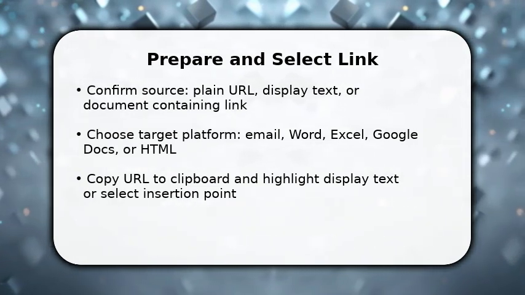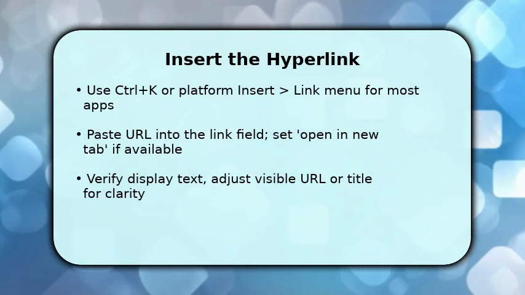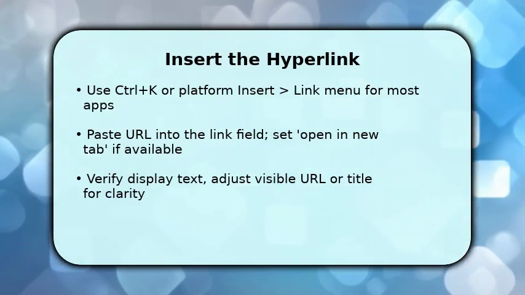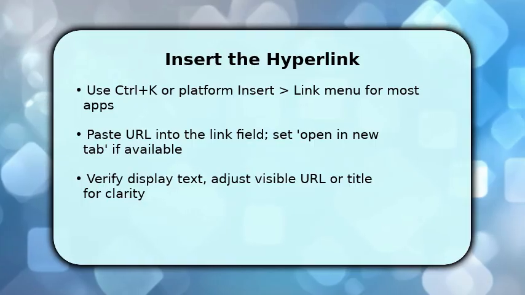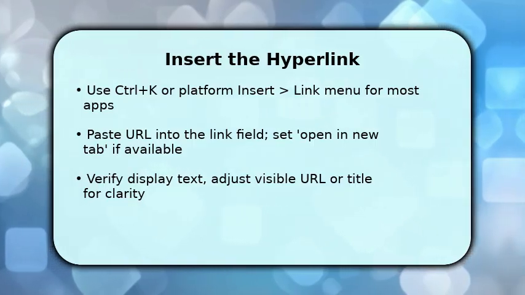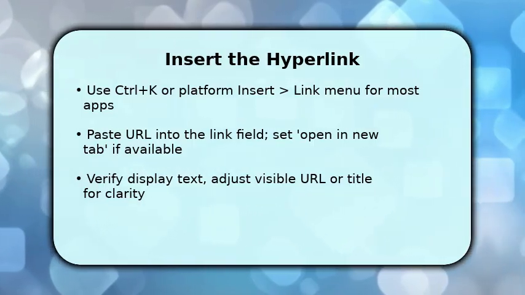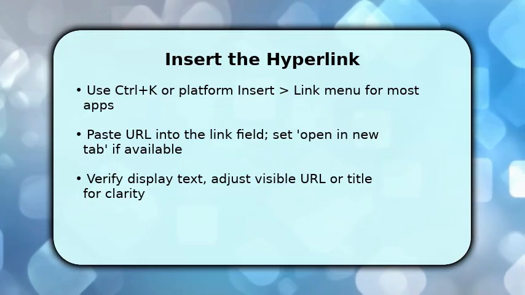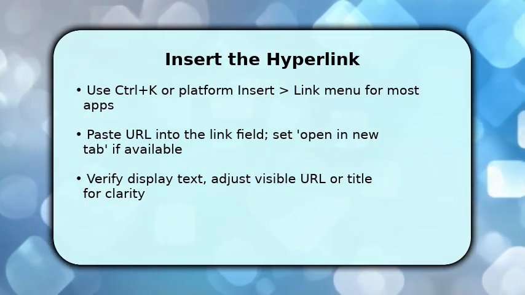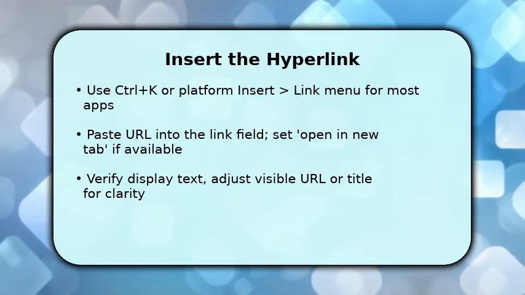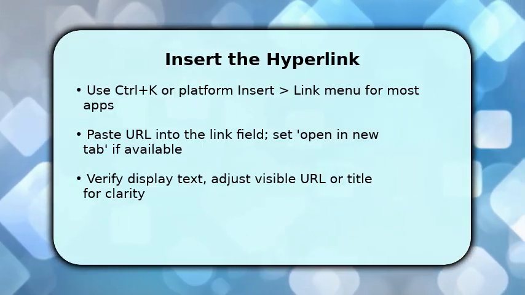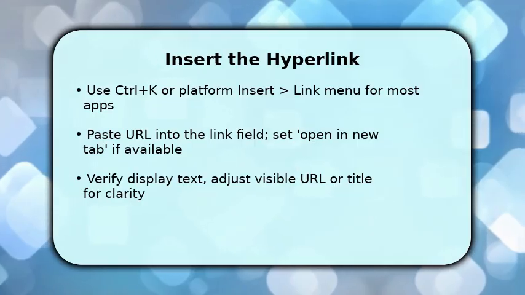Now you insert the link using the app's link command. Press Ctrl+K or choose Insert Link. When the dialog appears, paste the URL into the address field and check the display text to ensure it reads well. Once done, set options like opening in a new tab or adding a title attribute when available. These improve usability and accessibility.